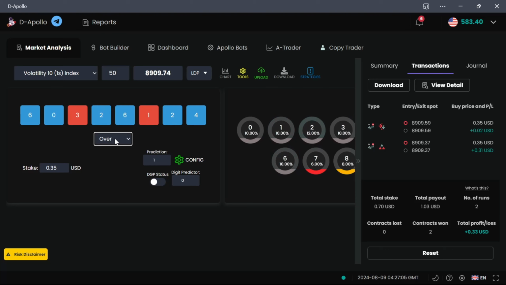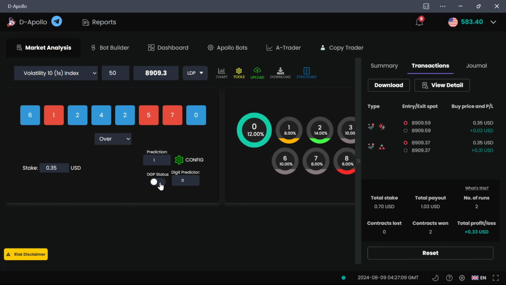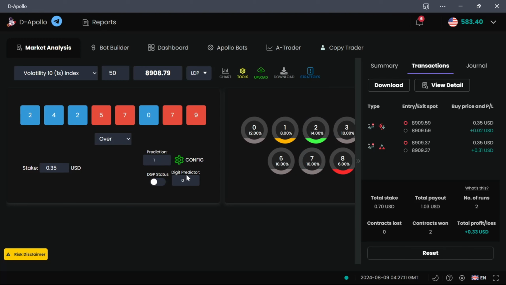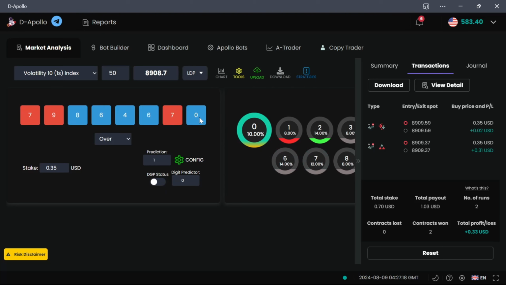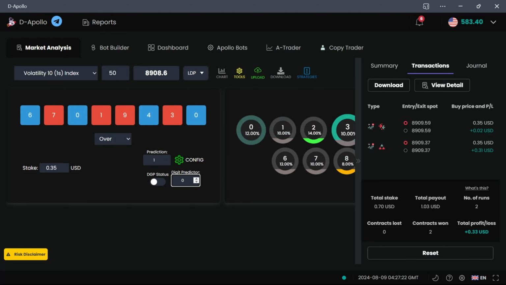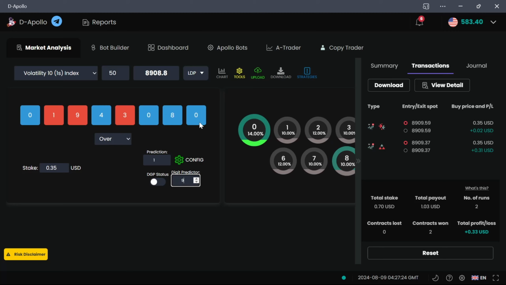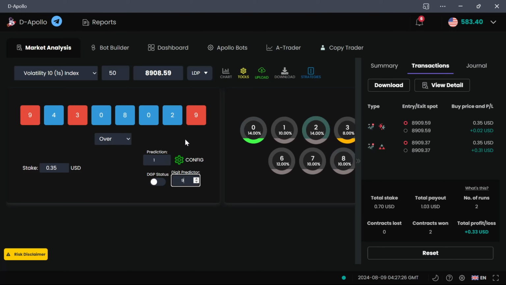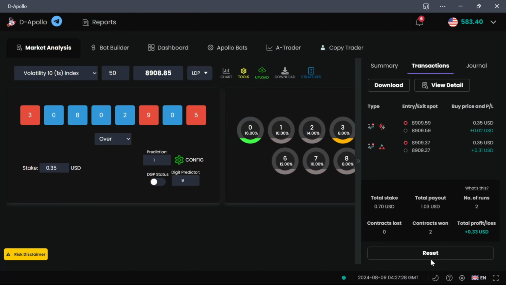If we are trading over 1, and I come to DGP status and enable this digit, what digit predictor means is that when the last digit to occur here becomes 0, we trade over 1. If I set this to 9, and here it becomes 9, then we will trade over 1. So for example, let me clear here.